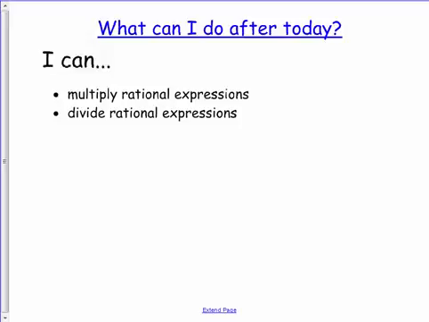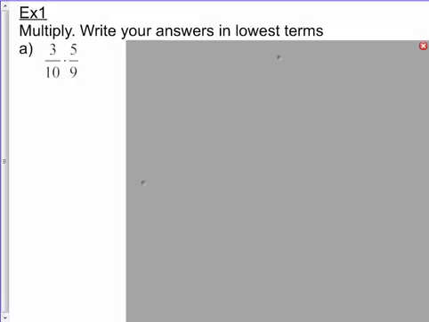This is Senior Algebra Section 7.2, multiplying and dividing rational expressions. So today we're multiplying and dividing here. So let's review a little bit. In the first one here, multiplying fractions.